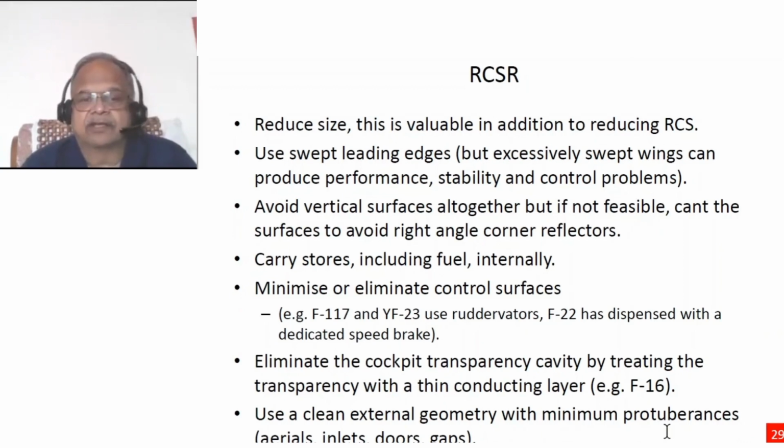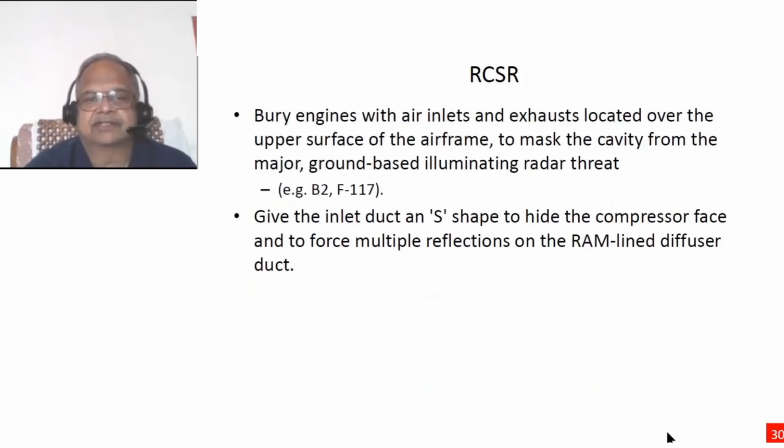Eliminate the cockpit transparency cavity by treating the transparency with a thin conducting layer. For example, the F-16 uses this technique. Use a clean external geometry with minimum protuberances, aerials, inlets, doors, gaps. All this needs to be attended to, and as we'll talk about later, all this adds to the extreme cost of such aircraft.